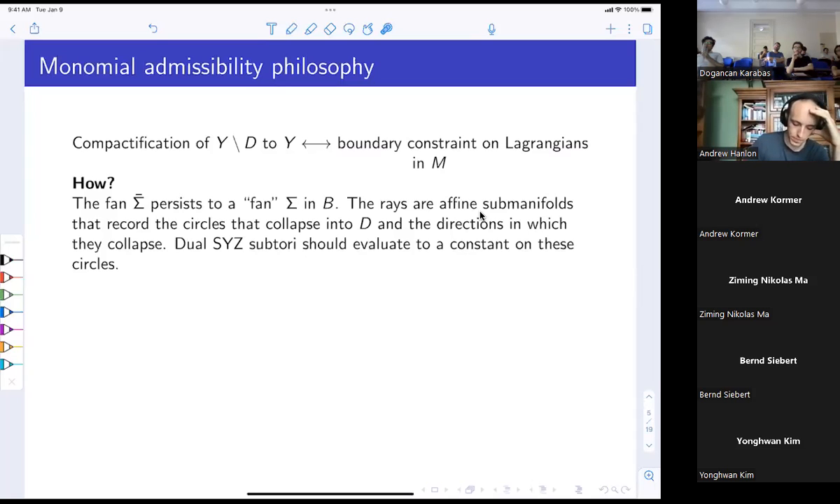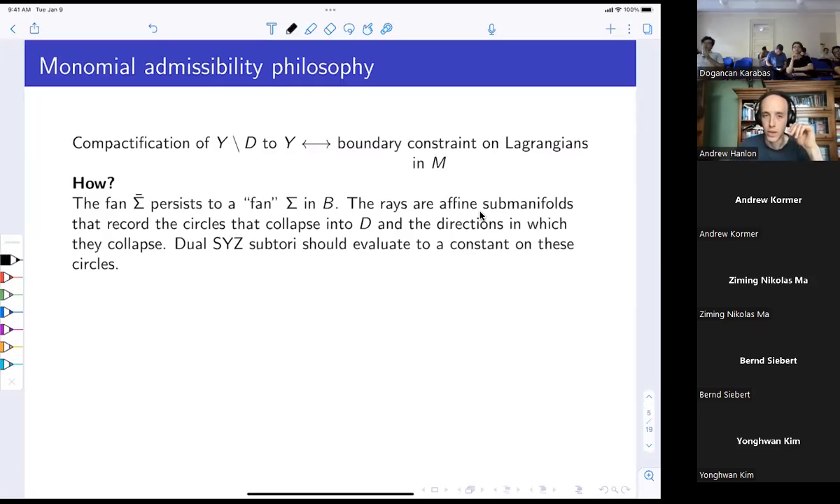Okay, well, as we've seen, the fan of the toric model that we put in this picture persists to a fan sigma in B. What I mean by that is I just take these rays, which are actually affine invariant, because these are affine submanifolds, because every ray was parallel to any kind of slits that I added in the region where it is. And I remember just this collection of rays that are left over after doing these operations, and some cones between them.